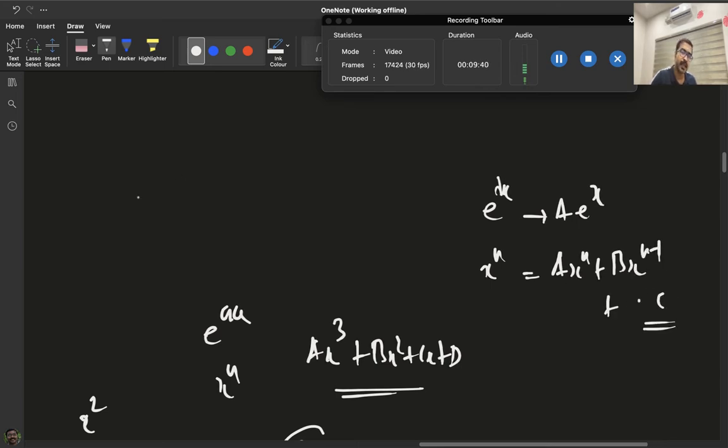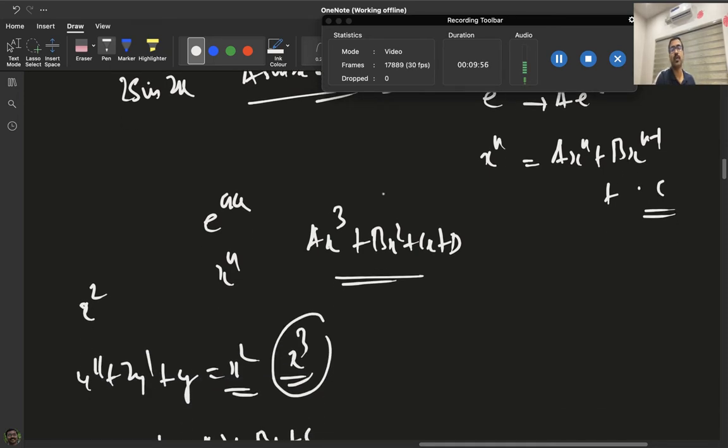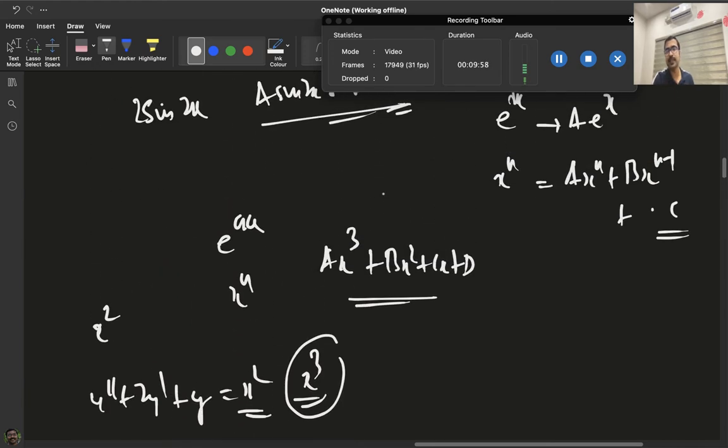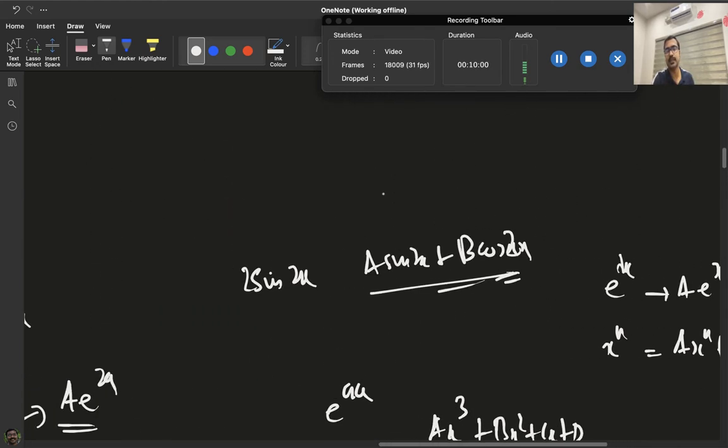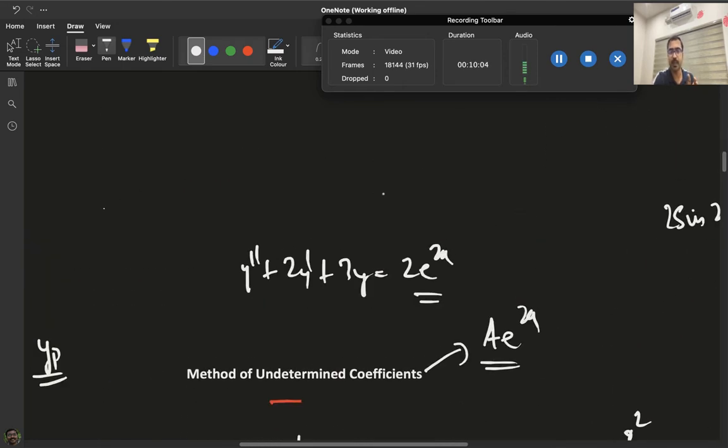Similarly for sine, for example, if the RHS is of the form 2 sin 2x, your assumption will be a sin 2x plus b cos 2x. So this is the assumption of the solution. You can see that the method of undetermined coefficients is like a guessing game. You are guessing that the particular solution is just like the RHS. So it will only work for a particular type of functions.